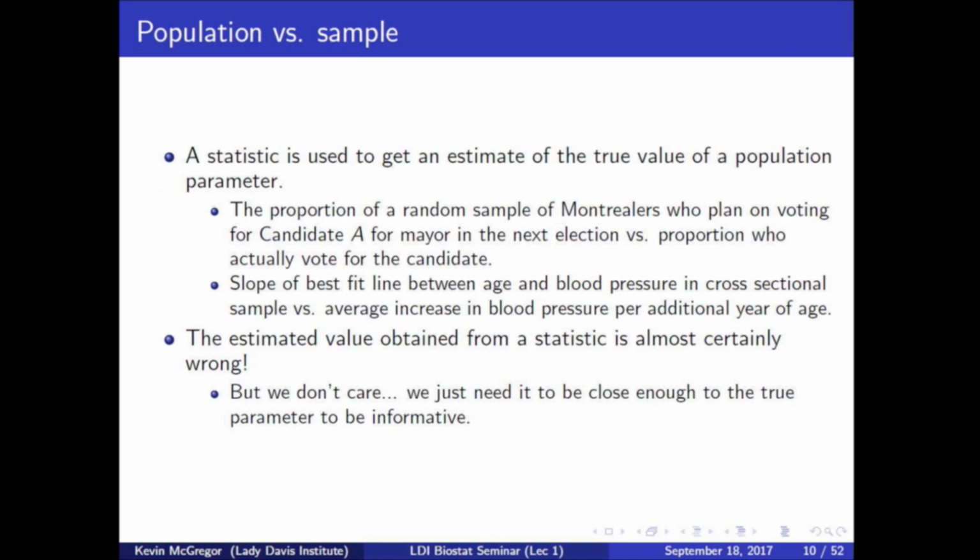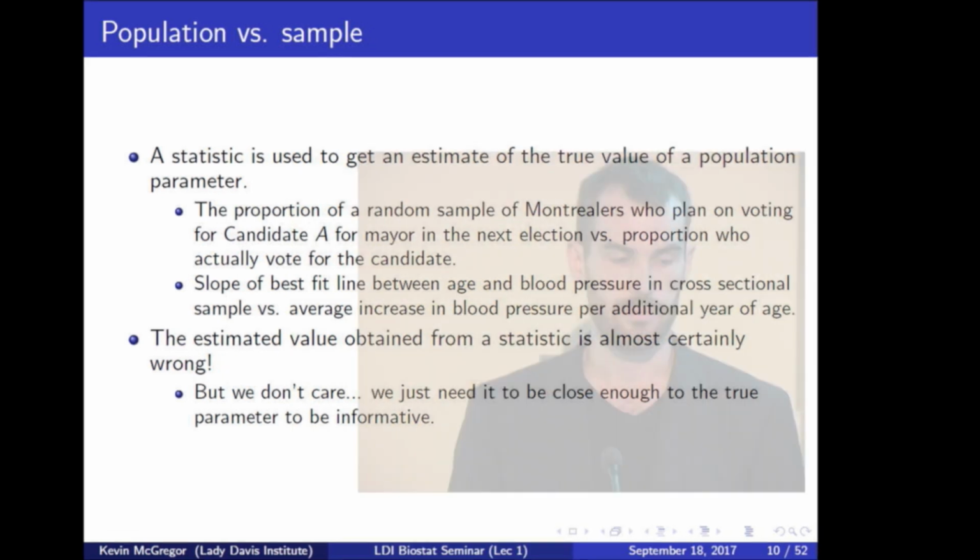Another example could be, let's say we're looking at some cross-sectional study and we take the slope of our best fit line between age and blood pressure. That slope is also itself a statistic, and the corresponding population parameter would be the average increase in blood pressure per additional year of age. So again, that's another one of those more theoretical population parameters.